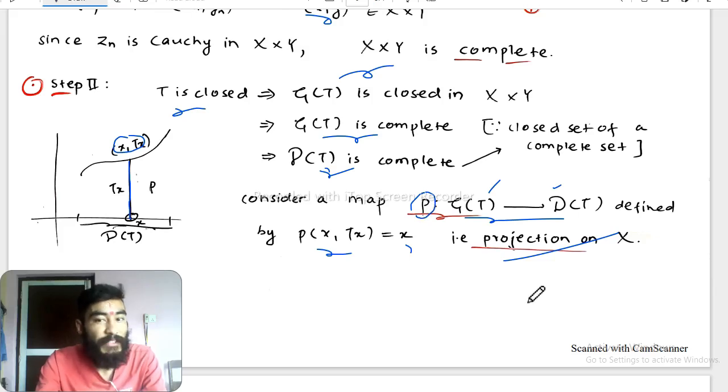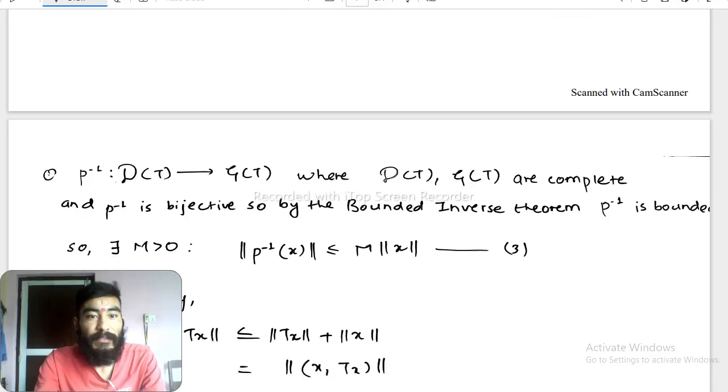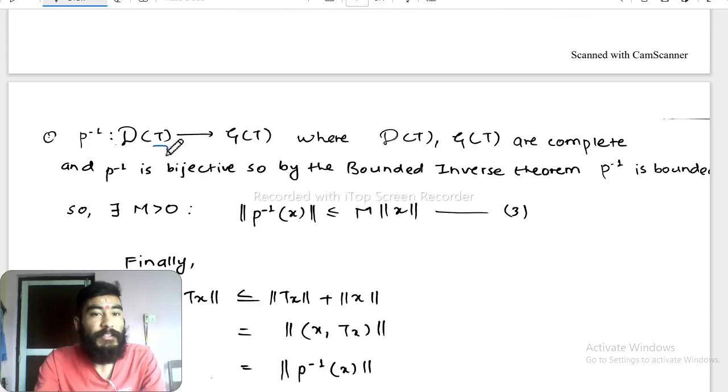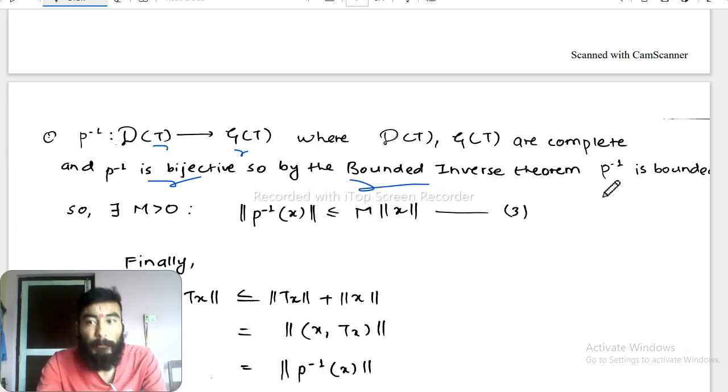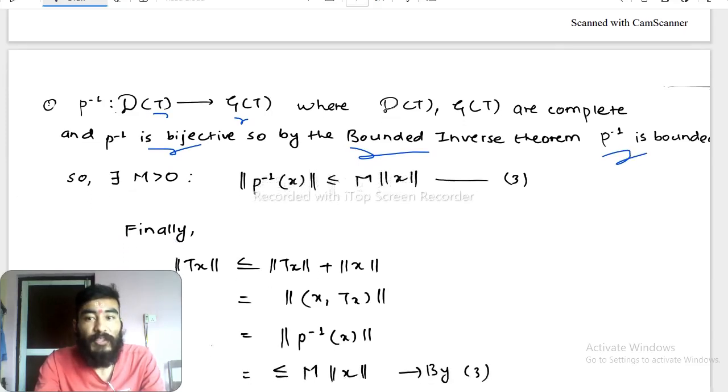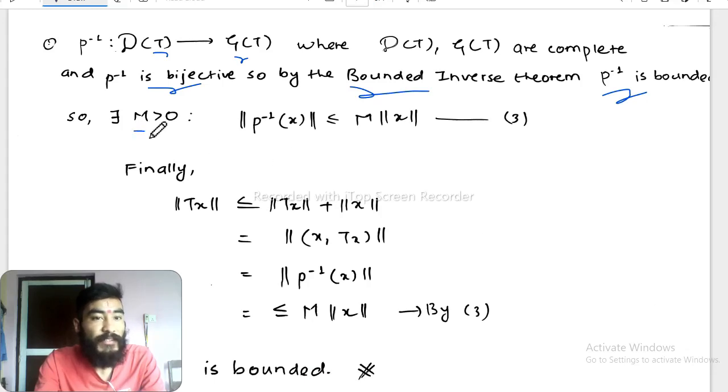Since P is bijective, P inverse exists. Here P inverse from D(T) to G(T) exists, and since D(T) and G(T) both are complete, and since P is bijective, we have met the criterion of the bounded inverse theorem. By the application of the bounded inverse theorem, P inverse is bounded. Since P inverse is bounded, there exists a positive number m greater than 0 such that the norm of P inverse x is less than or equal to m times the norm of x.